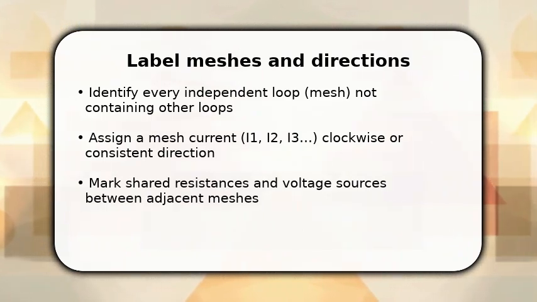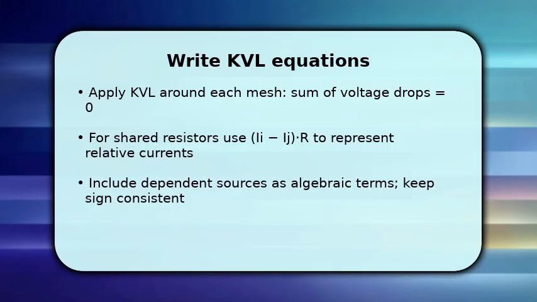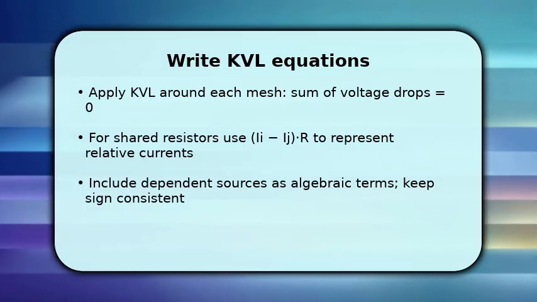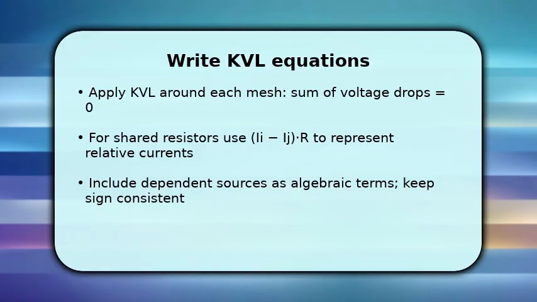You now apply KVL around each mesh. Sum all voltage drops and rises to 0. For resistors only in one mesh, use I times R. For shared resistors, use I minus J times R so you capture interaction. When you hit voltage sources, insert plus or minus according to traversal direction. For dependent sources, express their voltage or current in terms of mesh variables. Once written, collect like terms to form a linear system, with coefficients multiplying each mesh current.